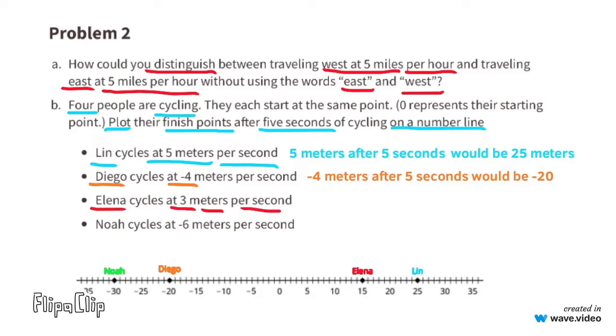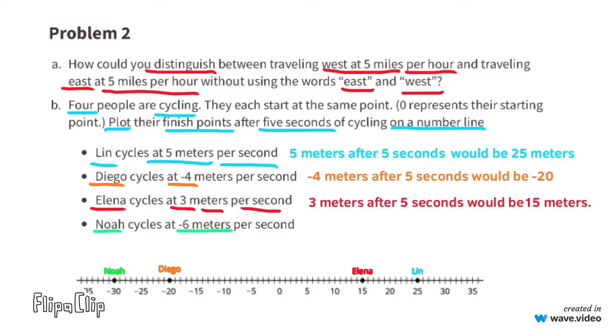Elena cycles at 3 meters per second. That's positive, so that's going to be to the right of 0 on the number line. And 3 meters times 5 equals 15. So I'll plot this point at positive 15 to the right of 0 on the number line.